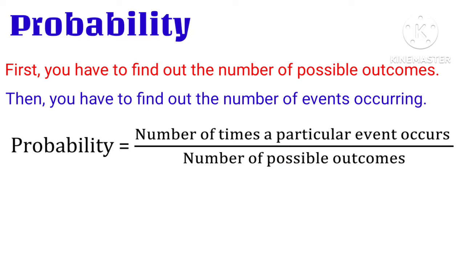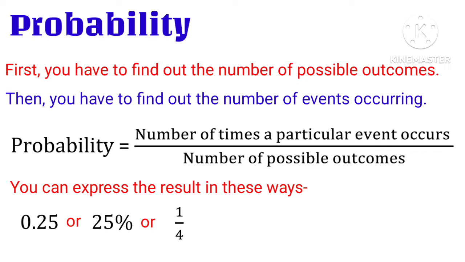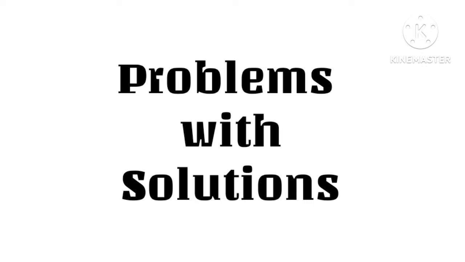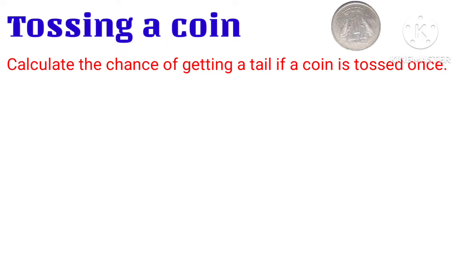Probability is calculated by dividing the number of times a particular event occurs by the number of possible outcomes. It can be expressed as a decimal, fraction, or percentage. Let's solve a few classic problems. First, we will calculate the chance of getting a tail if a coin is tossed.